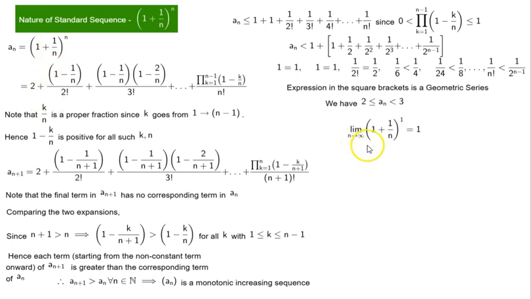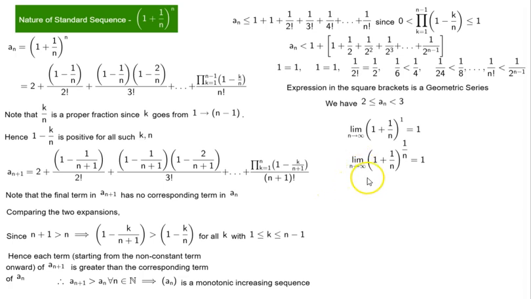So limit as n goes to infinity of (1 + 1/n)^1 is equal to 1. Pretty straightforward. It's a trivial case. Why? Because as n goes to infinity, 1/n goes to 0. That means 1 to the power of 1, which is equal to 1.